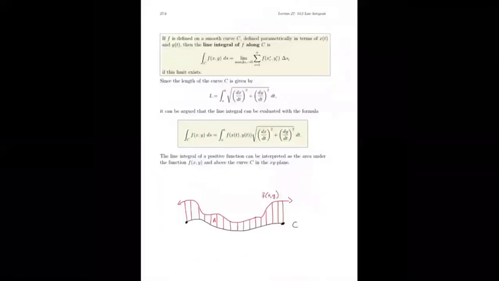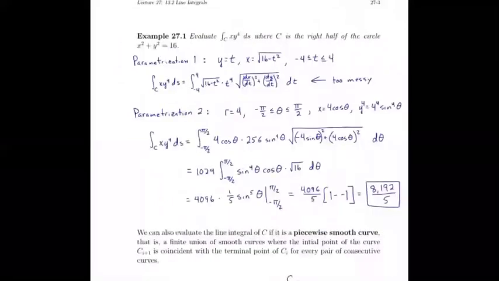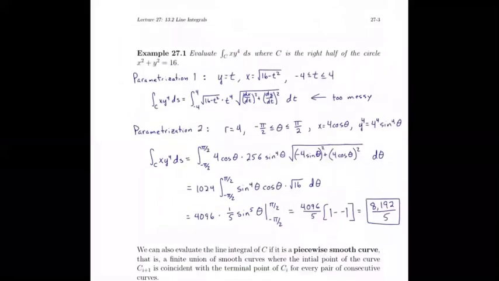So to see an example, we're asked to evaluate the line integral along C of x y to the 4th ds, where C is the right half of the circle x squared plus y squared equals 16. So our first parameterization is just direct. This is what things will look like typically if we don't convert to another coordinate system. I do this one just to indicate how the workflow might typically go.